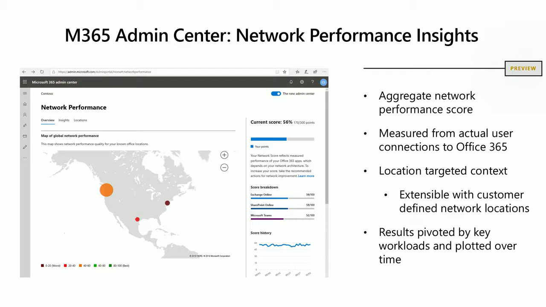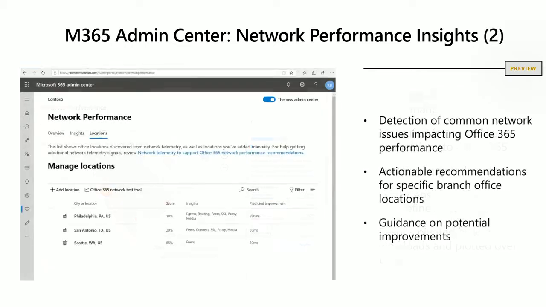So no more guessing at the network layer. We are trying to be as authoritative and as transparent as possible. Now, the M365 portal will also allow you to do the drill downs. Maybe you're not happy with the color or the network score of the Philadelphia location, and you want to learn more. We definitely want to make these insights very actionable for you.